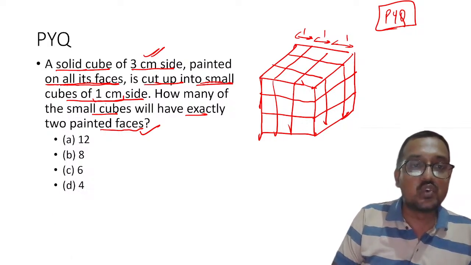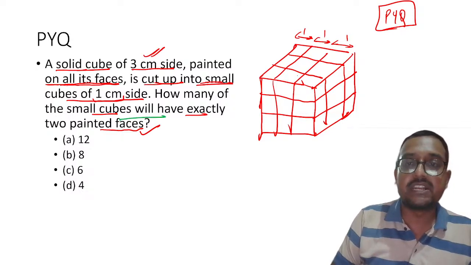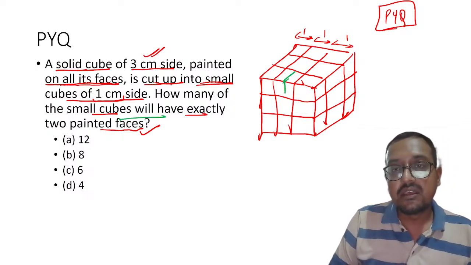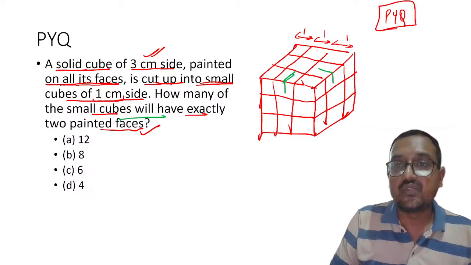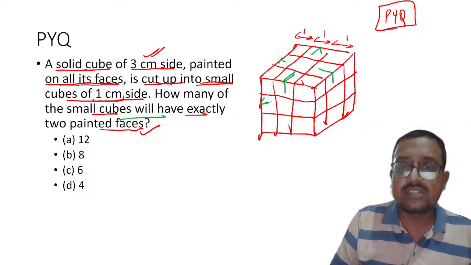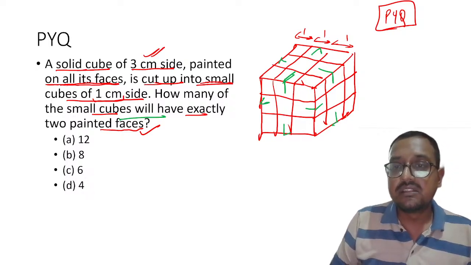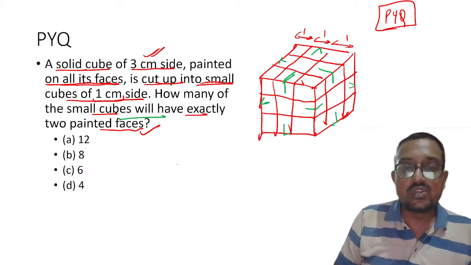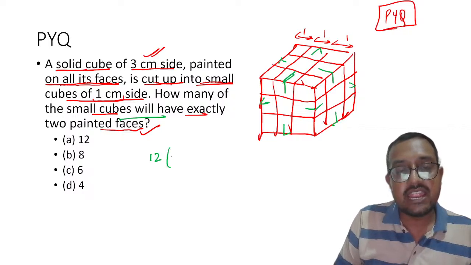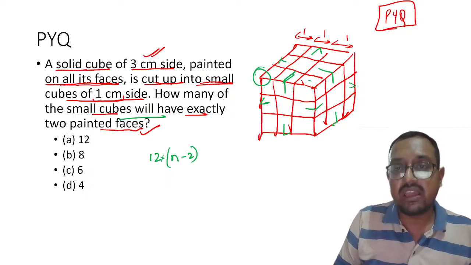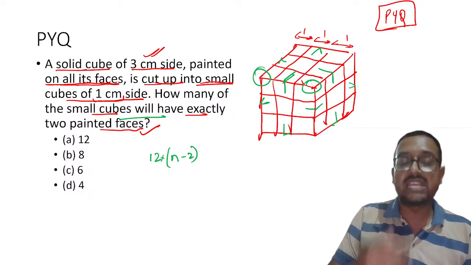Okay. So two face painted, and exactly two face painted. So see, these cubes will have exactly two face painted. And if you start correlating, you will realize that these are on the edges. These are on the edges. So my dear students, in total there are 12 edges, and I told you that n minus 2 should be multiplied. Why? Because the corner cubes have to be removed from each and every edge.